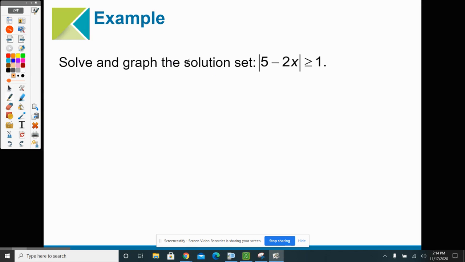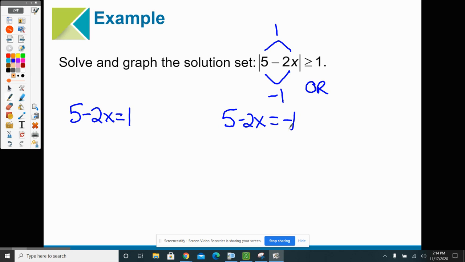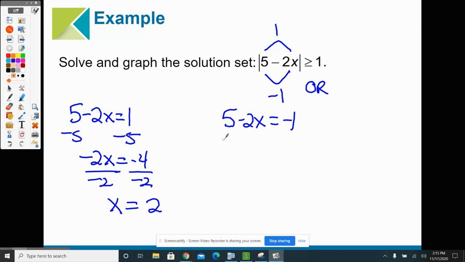How about this one? This time it's a greater than, so greater than, and it's going to be a solid circle because of the equal. What could be inside this to make it true? Well, it could be 1, or it could be -1. So those will be my boundaries. 5 minus 2x equals 1. 5 minus 2x equals -1. And solve from there. Subtract 5, subtract 5. -2x is -4. And x equals 2. Use the other point. -2x is -6. Divide by -2. And x equals 3 as the bigger one.